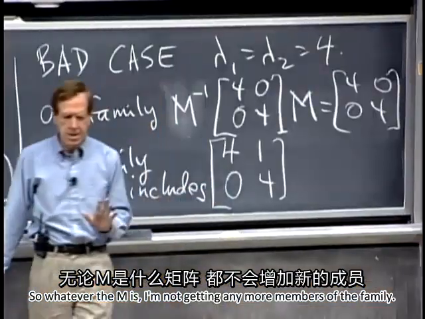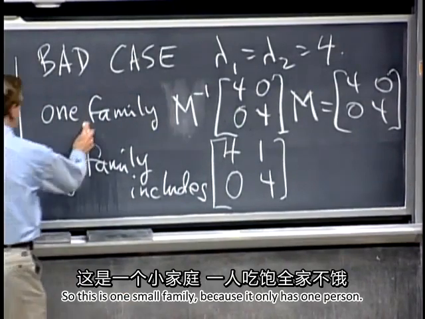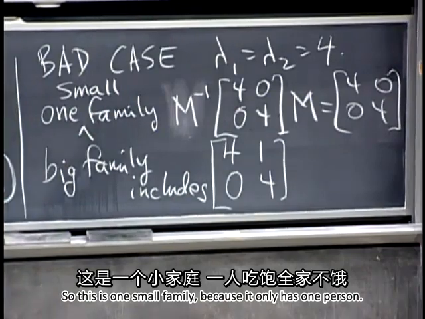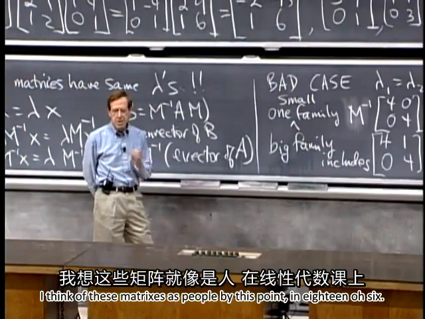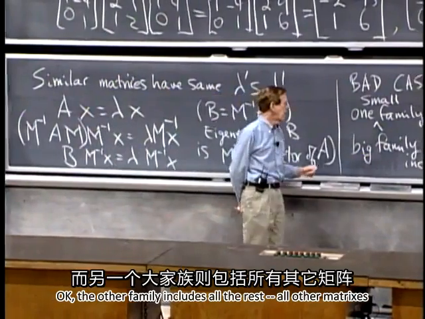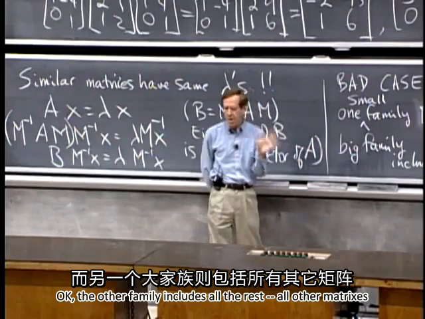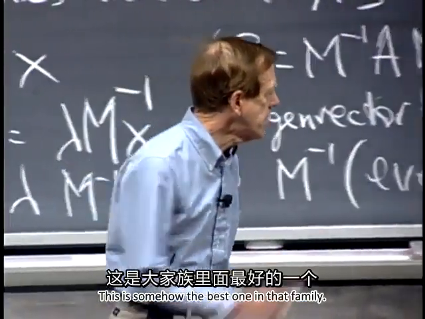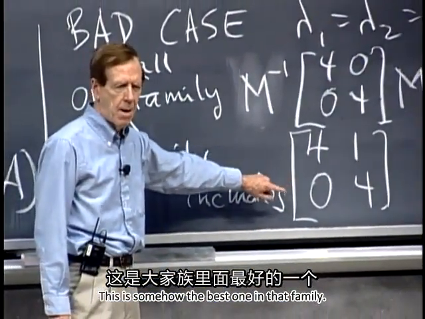So whatever the M is, I'm not getting any more members of the family. So this is one small family, because it only has one matrix. Excuse me, I think of these matrices as people by this point in 1806. Okay, the other family includes all other matrices that have eigenvalues 4 and 4. This is somehow the best one in that family.